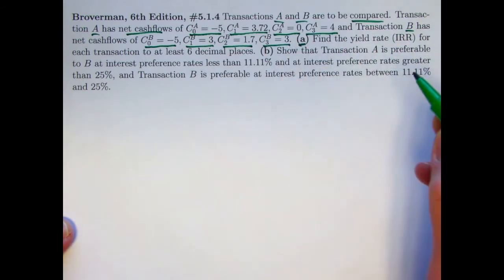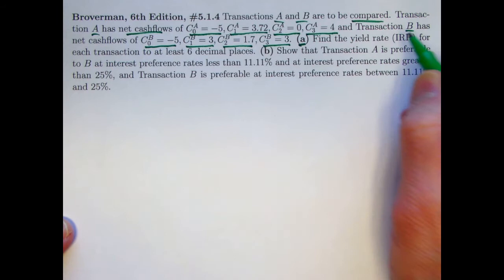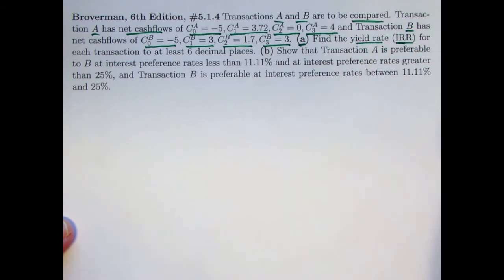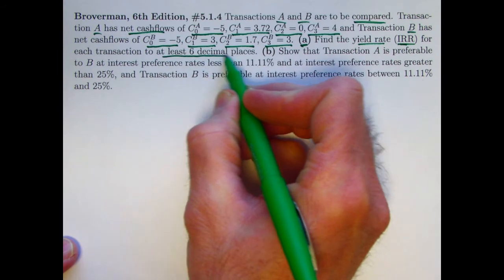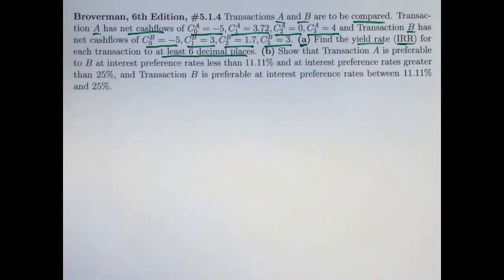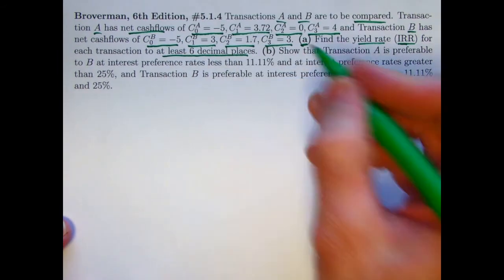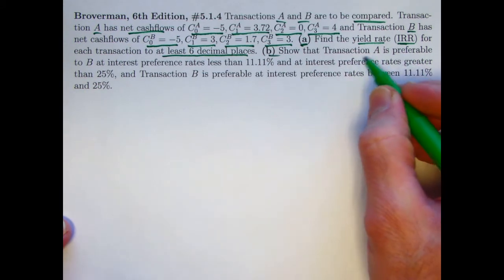Part A is something we've done before. Find the internal rate of return, IRR, or yield rate. And in fact, in Broverman's book, in this problem, it just says yield rate, but I put IRR in parentheses there. For each transaction to at least 6 decimal places, we'll just use the financial functions on the calculator for that. Part B, this is something new.